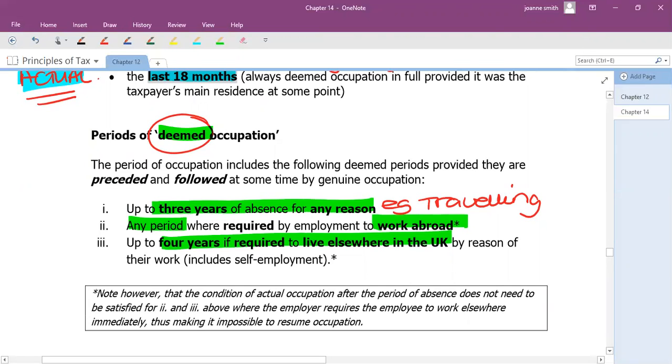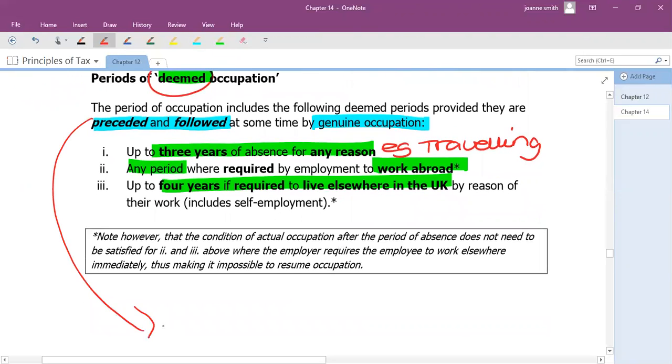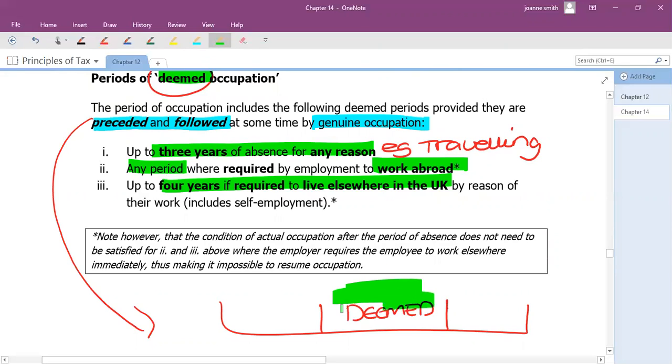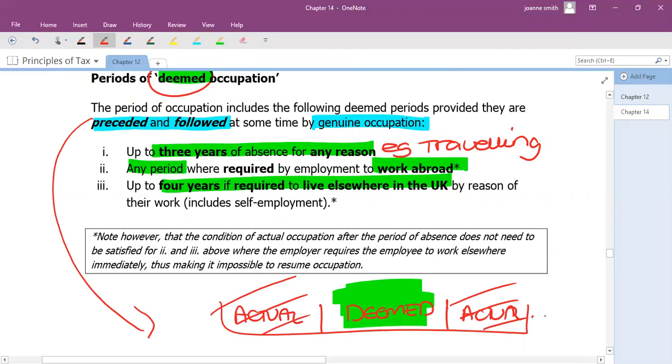If any of these occur, then you can claim it as deemed occupation, provided it's preceded and followed by some genuine occupation. That means that if you look at it on a timeline, if something's happening that is deemed occupation, i.e. any of those 3 things, so you're travelling abroad or working abroad or working elsewhere in the UK, that's okay, provided it's preceded and followed by some actual occupation. So you've got to live in the property at some point before you do these and at some point after.